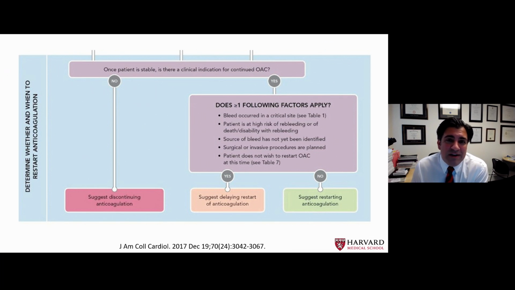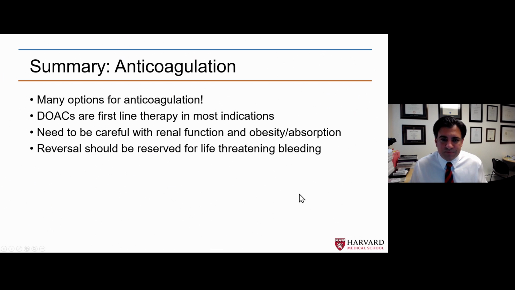And you have to think about restarting anticoagulation. Obviously, most of these patients had a reason that they were on anticoagulation in the beginning. So did the bleed occur at a critical site? Are they at high risk of rebleeding? Have you identified the source? Are there other procedures planned? And what does the patient think? This is an area for shared decision making, and you can make a decision about delaying the restart of anticoagulation or being able to restart it given the prior indications.